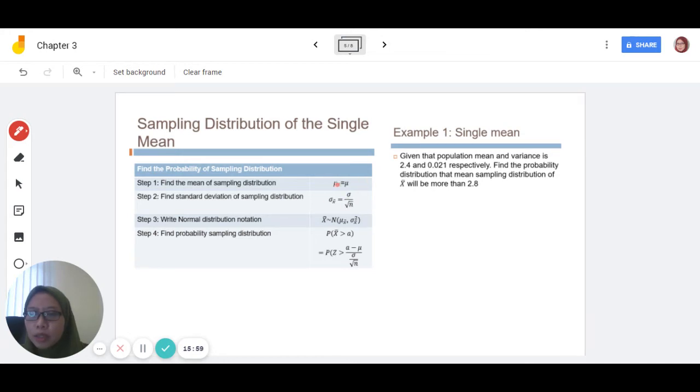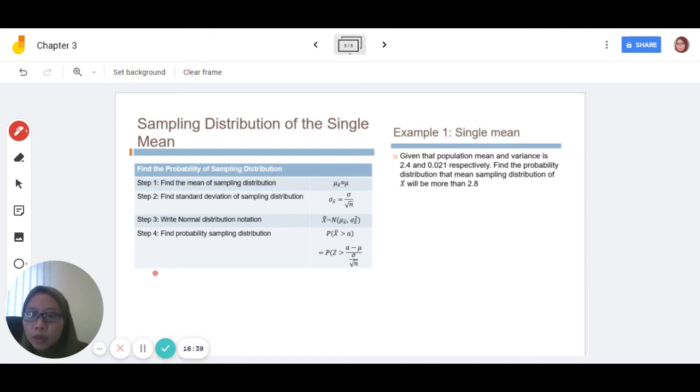The sample mean is equivalent to the population mean, and the sample variance is equivalent to the variance divided by n. Then we can take the square root of this variance, and we get the formula for the standard deviation. And then we can substitute into the normal standard formula.